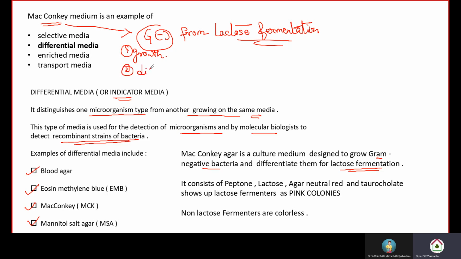Number two, differentiation can also occur. In MacConkey only, we can differentiate these gram-negative bacteria from the lactose fermenters. So MacConkey consists of peptone, lactose, agar, neutral red and taurocholate, and shows lactose fermenters as pink colonies. Lactose fermenters will come as pink colonies, while non-lactose fermenters will be colorless.